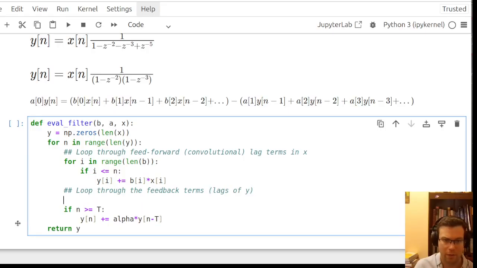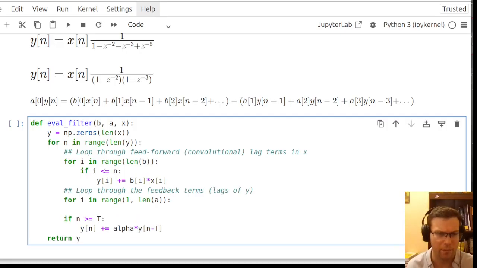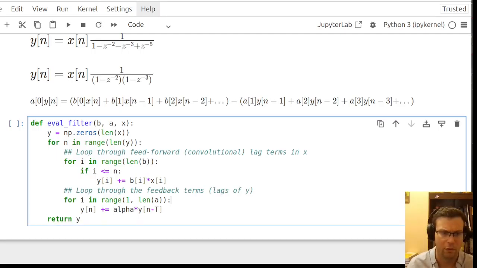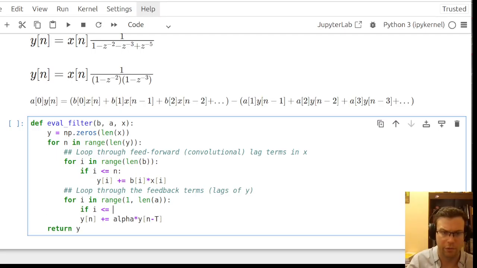So now I'll say, for i in range 1 to the length of a. I'm going to deal with a of 0 separately. And similar kind of thing, if i is less than or equal to n, I can go ahead and accumulate the previous y. So this should now be a[i] times y of n minus i.